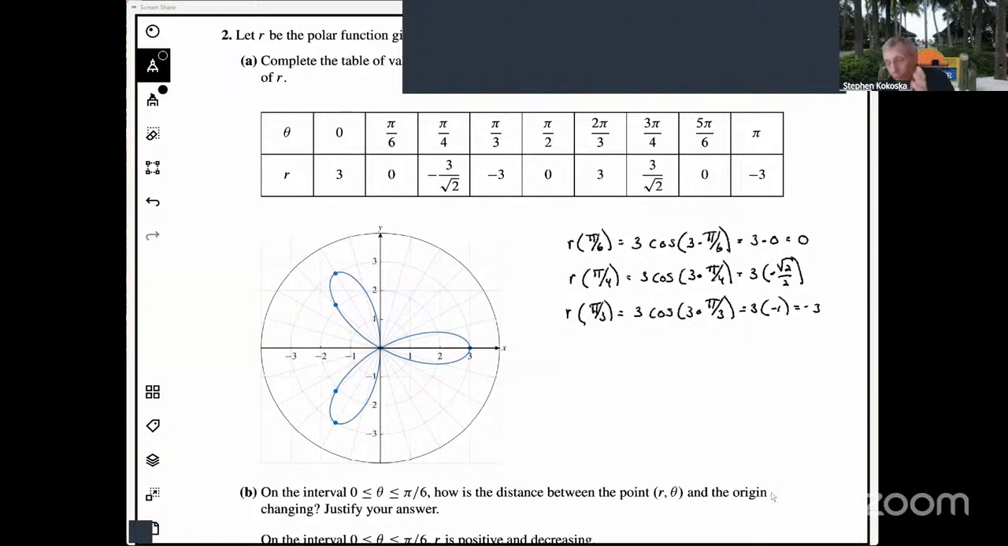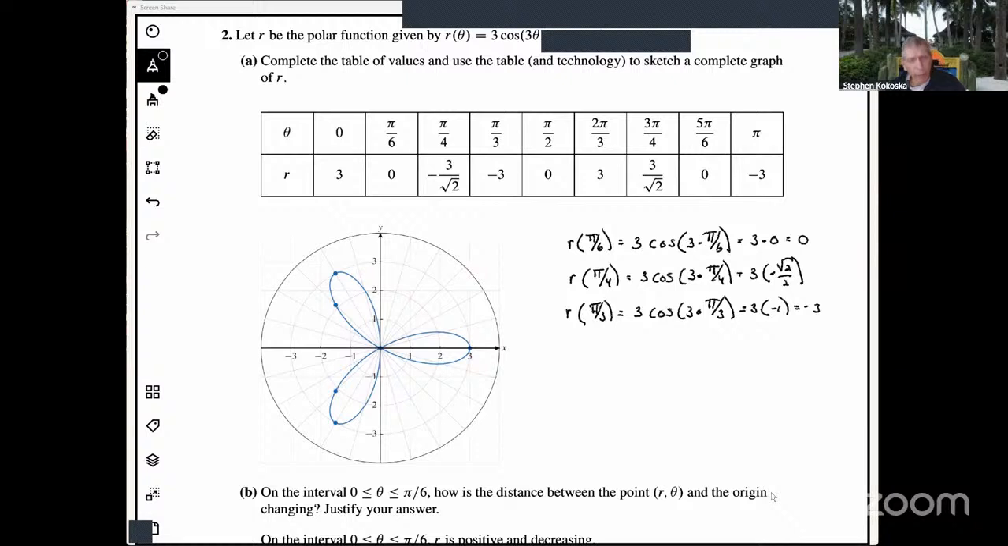So problem 2 that I've got set up here is similar, produces a different graph, but similar in nature. Let's take a look at r of theta equal to 3 cosine of 3 theta between 0 and pi. And once again, let's complete a grid, use some of those values to try to sketch this curve and try to figure out in which direction we're moving here as theta increases.